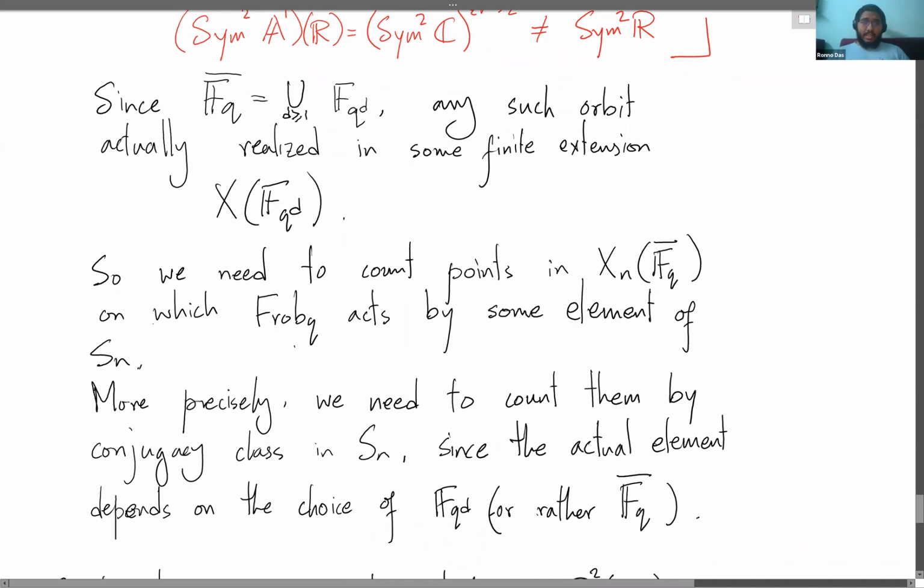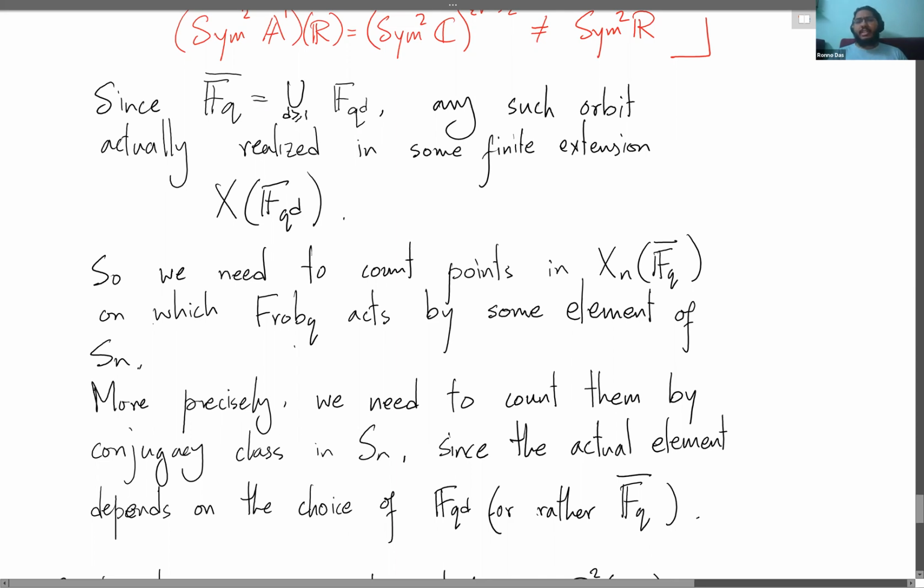What we finally need to count is, so look at all sets of, say for n equals 6, all 6 tuples of points defined in some finite extension. And then if I apply Frobenius or the conjugation, they're going to be permuted in some way. Well, 6 points are being permuted, so they're going to be permuted by some element of S6. I want to count for each conjugacy class of S6, how many 6 tuples are permuted by some element of that conjugacy class.